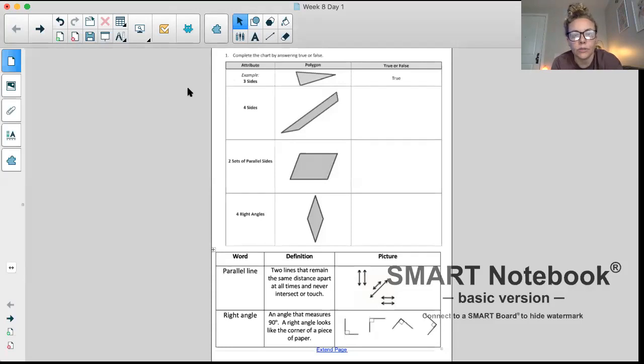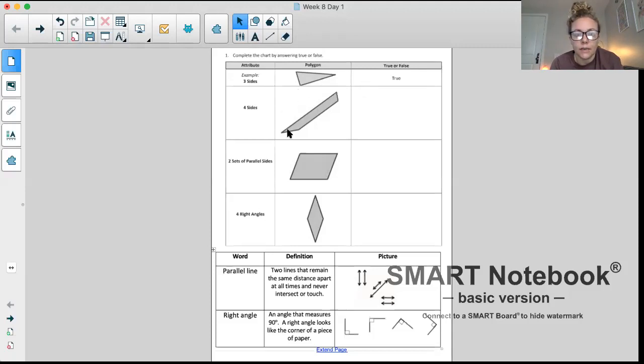Complete the chart by answering true or false. This column says attribute. So an attribute just means something that describes that figure. So the example is 3 sides. Then they show you the polygon or the shape, which we know is a triangle. So is this attribute 3 sides true? Yes, it is. So we write true.